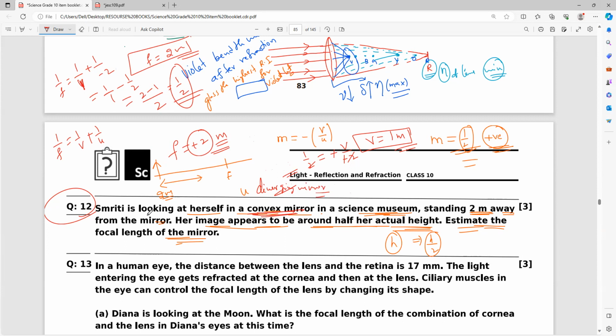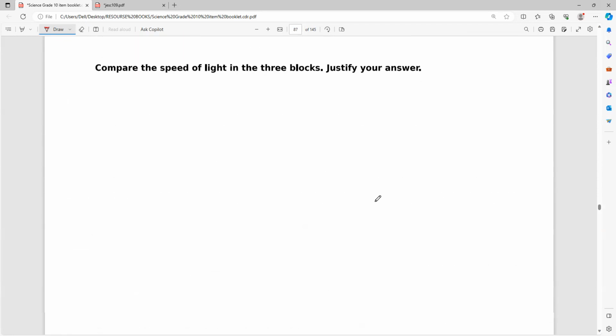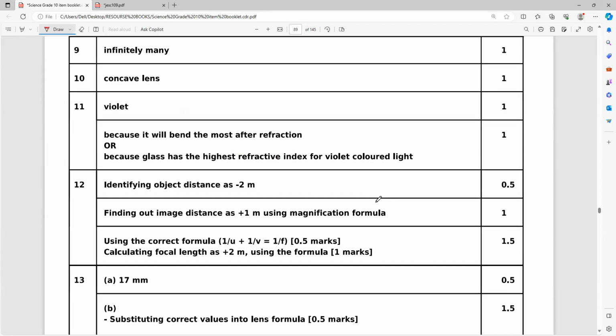Now I'll show you the answer. You see how the explanation is. How many marks does this question carry? A 3 mark question. Correct? So all of you come down, you can experience it. They will never explain it. They'll say, see that, identifying the object distance as minus 2. How many marks? Half mark.